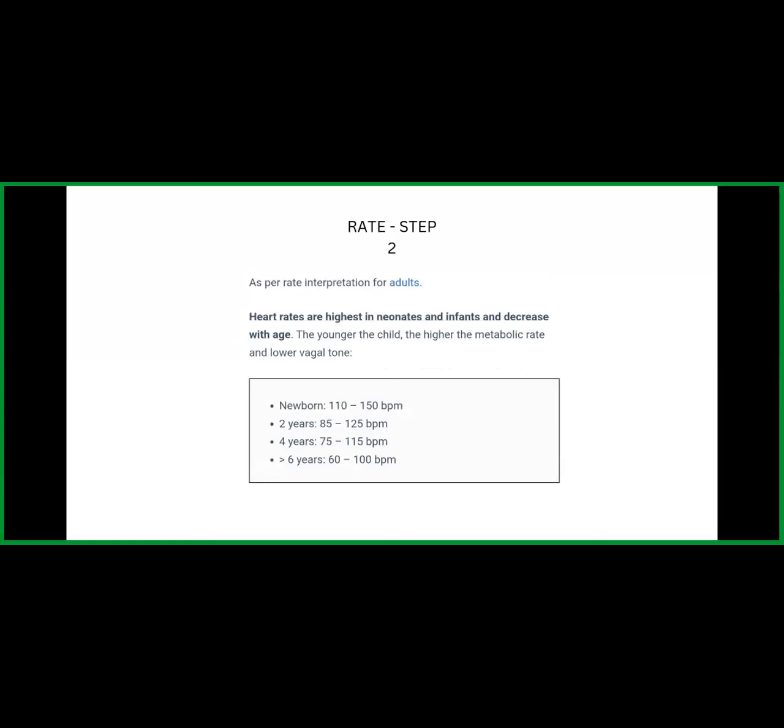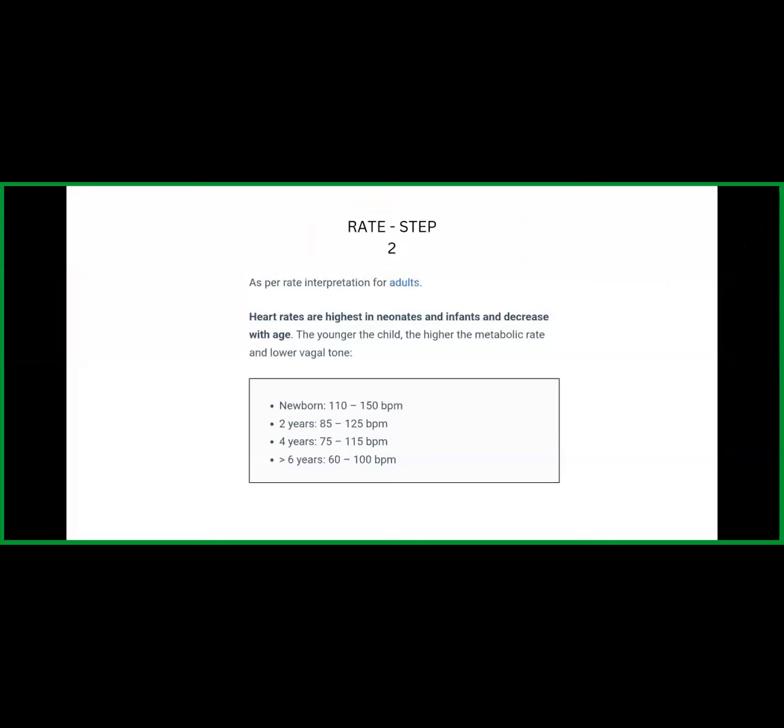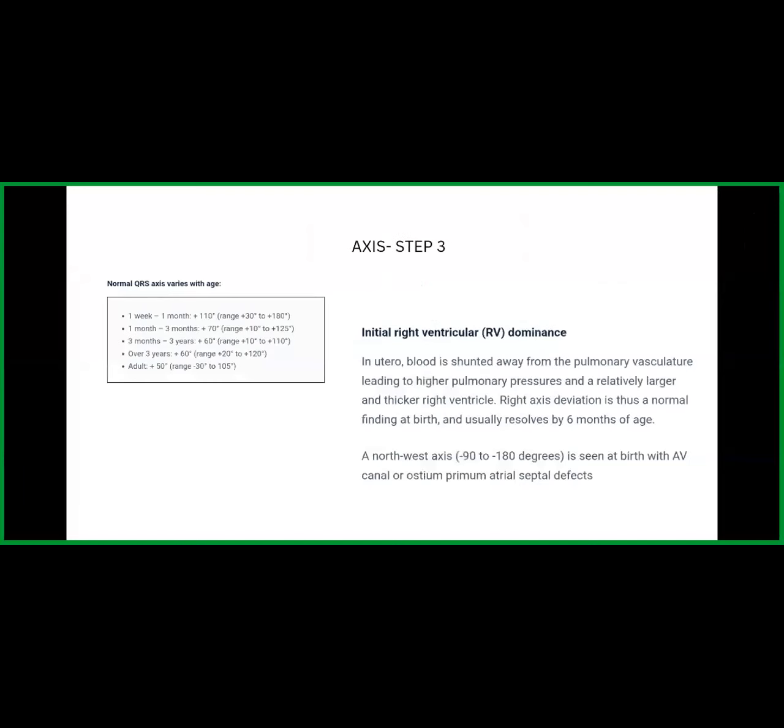For a normal newborn, heart rate is highest. As the child ages, heart rate decreases, because the younger the child, the higher the metabolic rate and the lower the vagal tone. As the child matures, the autonomic nervous system matures and the heart rate becomes less, and they improve with that. When the heart rate becomes less, we have seen how a narrow QRS comes to the normal size QRS of 0.08 seconds.